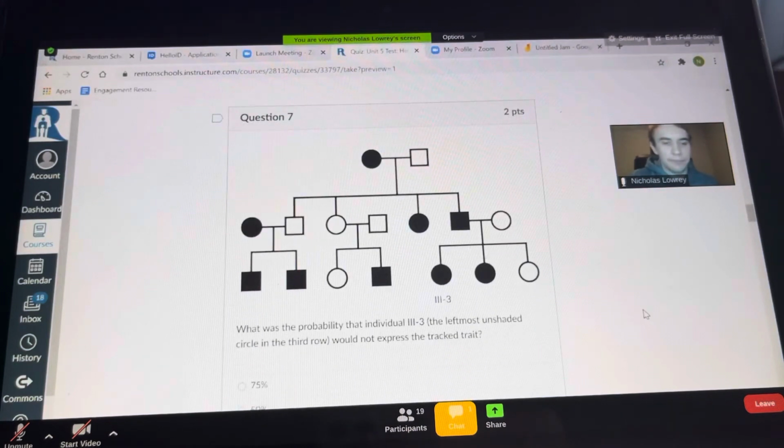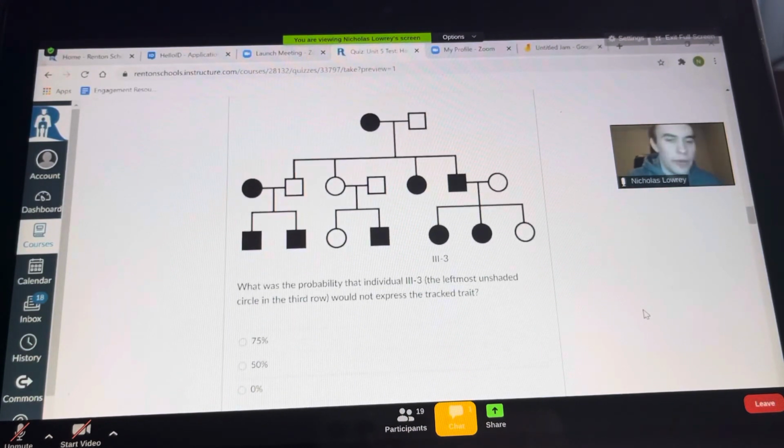7 was saying, what is the probability that individual 3-3, and of course, even though I put it underneath it in the editing bit, it did move over, but I mentioned which one it is, so the leftmost unshaded circle in 3rd row. So that means this one here, underneath the parents that are not showing the trait, so this circle down here, what's the chance that it would not express the tracked trait? And so essentially that's saying, what was the chance that it was an unshaded one to begin with? You know, did it get lucky or not, basically?